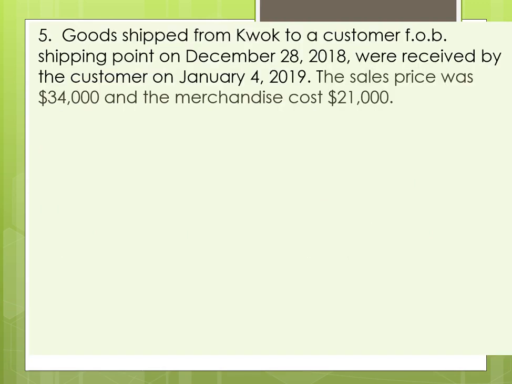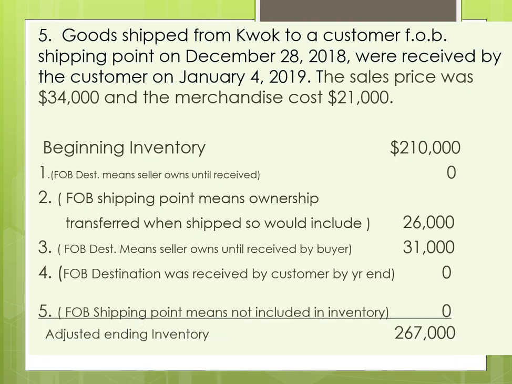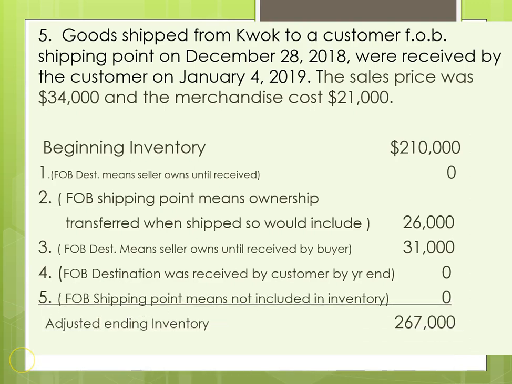Now last, we have goods shipped from Quoc FOB shipping point on December 28th, received by the customer on January 4th. The sale price was $34,000. So what this means is it would not have been included in their count, but since it's FOB shipping point, they transfer ownership when it leaves their dock, so this would not be included. So now we have a total adjusted ending inventory of $267. So what you have to think about again is when does ownership transfer, whether you're buying or selling, determines what is in inventory.